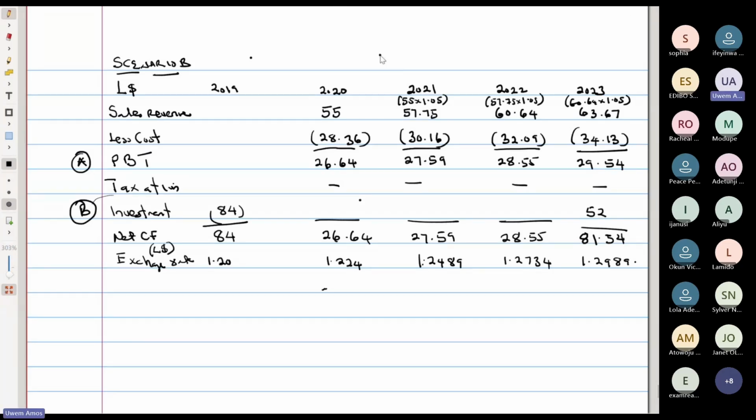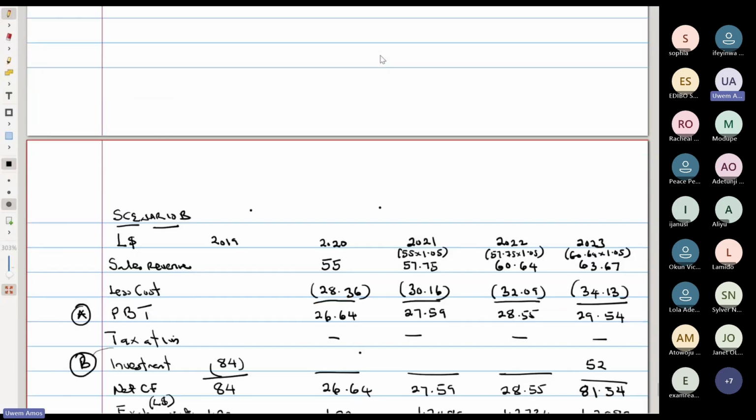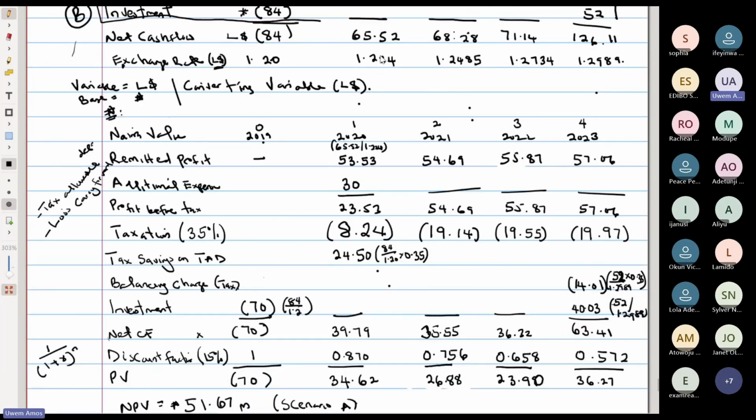Okay, there's no hand. All right, so we're beginning with the profit part so that we can compute tax, just like we did in scenario A. And then once we're done with the profit part, we can then bring in the investment part, which is the next part. Okay, so if anyone's hand is up, please go ahead.